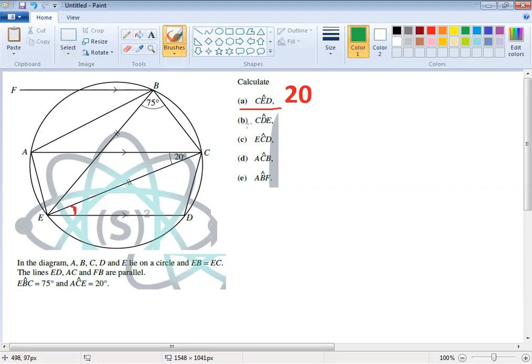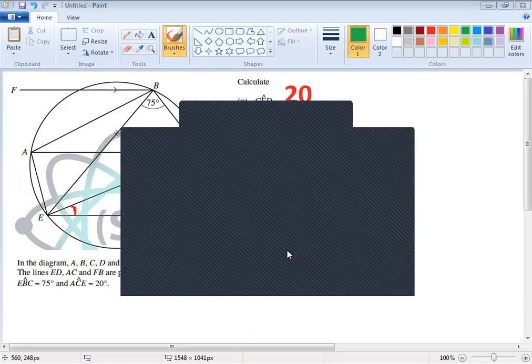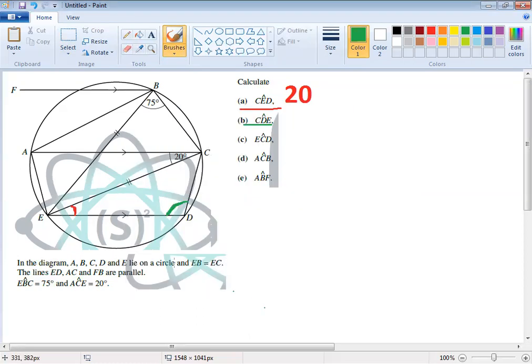So the next part is CDE. This angle CDE. How do I calculate this angle CDE? Okay, so CDE, we can find this by looking at the figure CDEB.